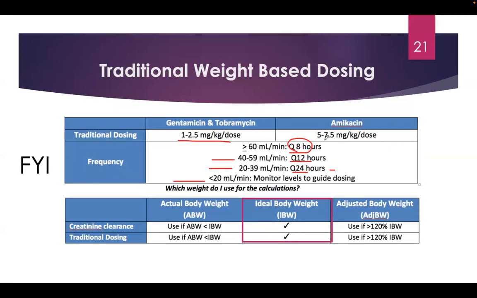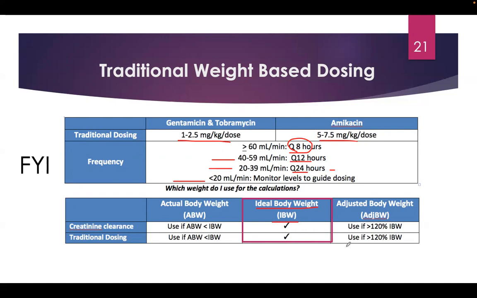Amikacin, for the most part, is just double the dose, and you get it. But this would be your traditional weight-based dosing. And then I put down here what weight to use. A lot of people will use ideal body weight, and that is not wrong. I've just elected to use actual weight. If actual weight is less than ideal body weight, use actual weight. Traditional dosing, use actual weight.